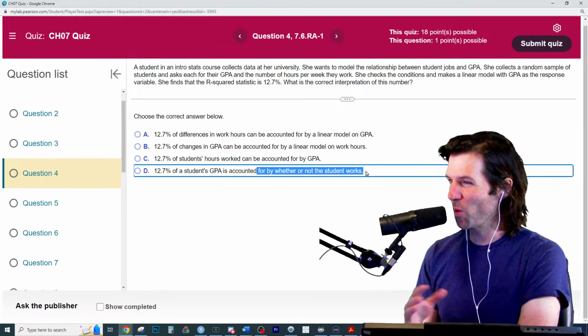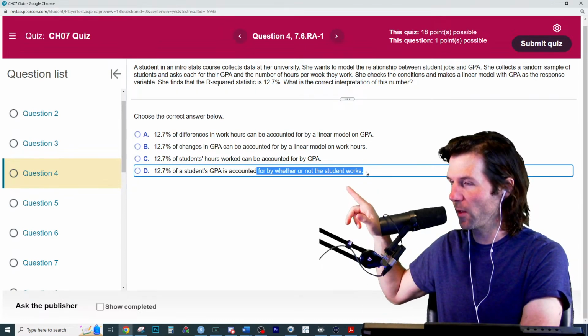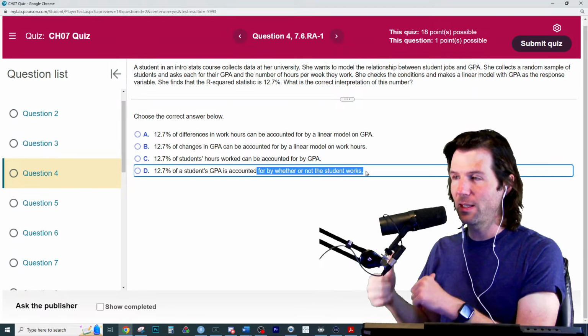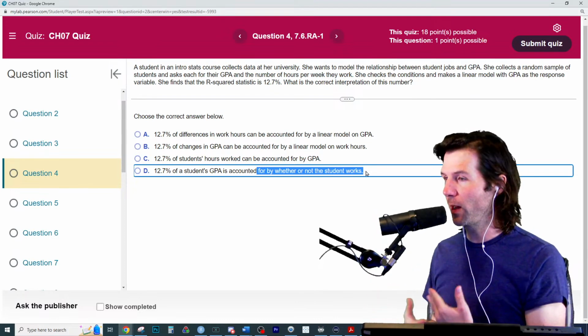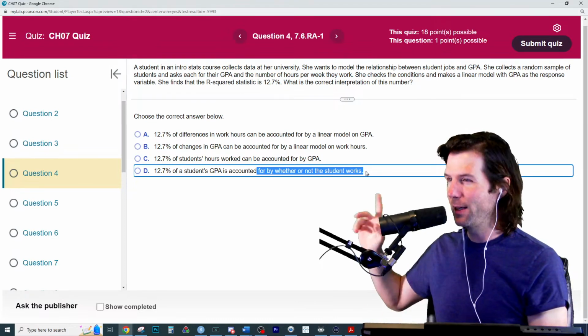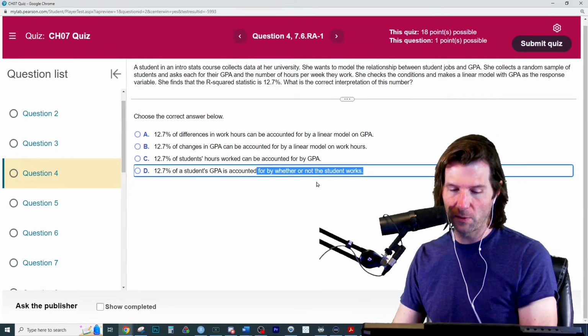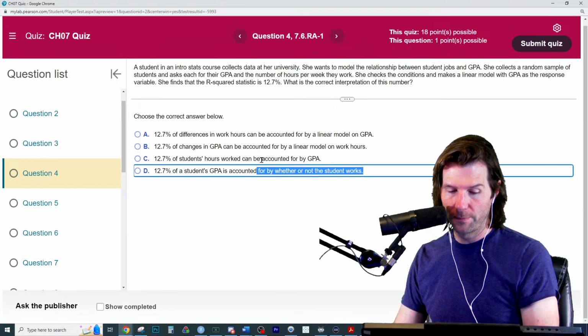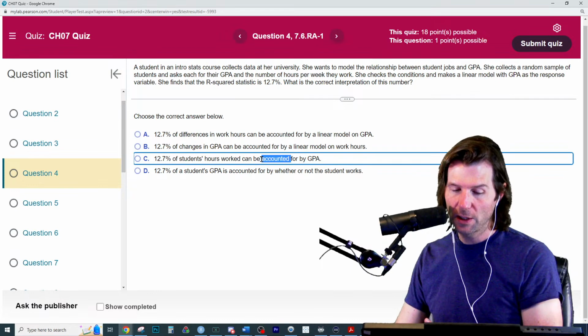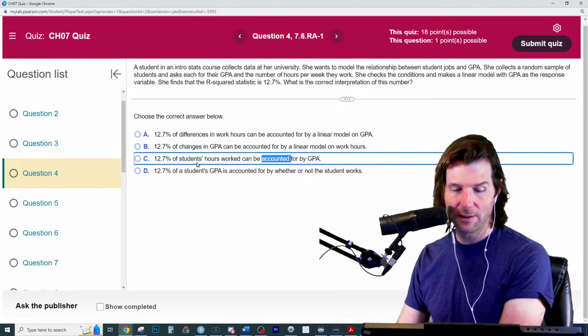Whether or not they work is categorical, so that's totally changing the name of the variable. So that one's wrong because it's not work, yes, no. It's the linear model created from another quantitative variable. It's not a categorical question, so that's just theoretically wrong. This one's close-ish. That's decent.